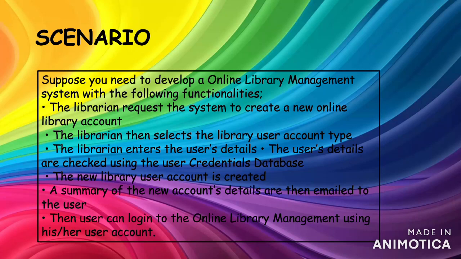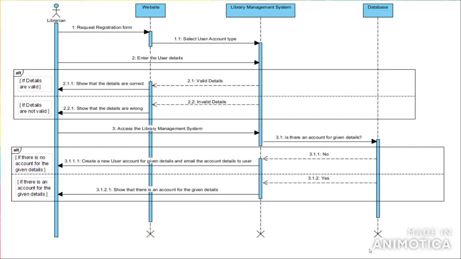The user's details are checked using the user credential database. The new library user account is created. A summary of the new account details is then emailed to the user. Then the user can log in to the online library management system using his or her user account. This is the sequence diagram I have drawn for the given scenario.